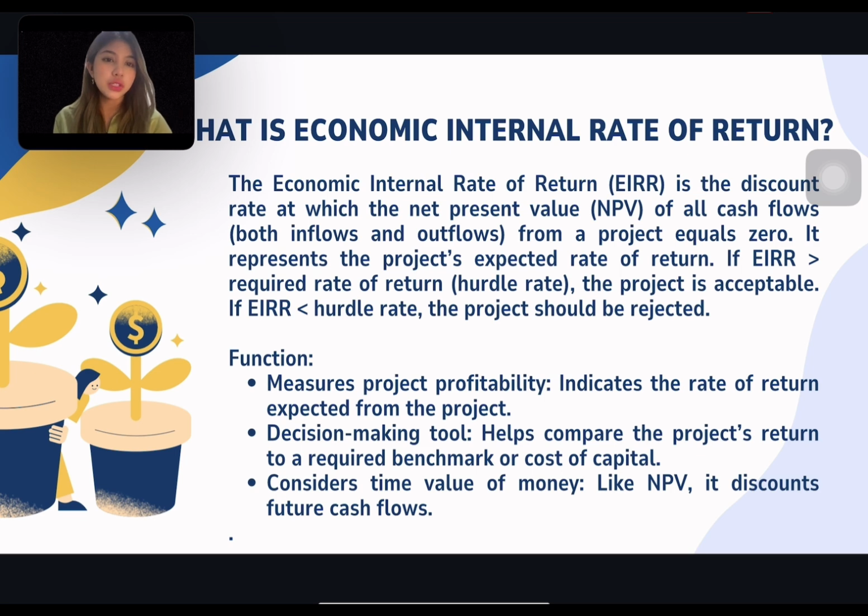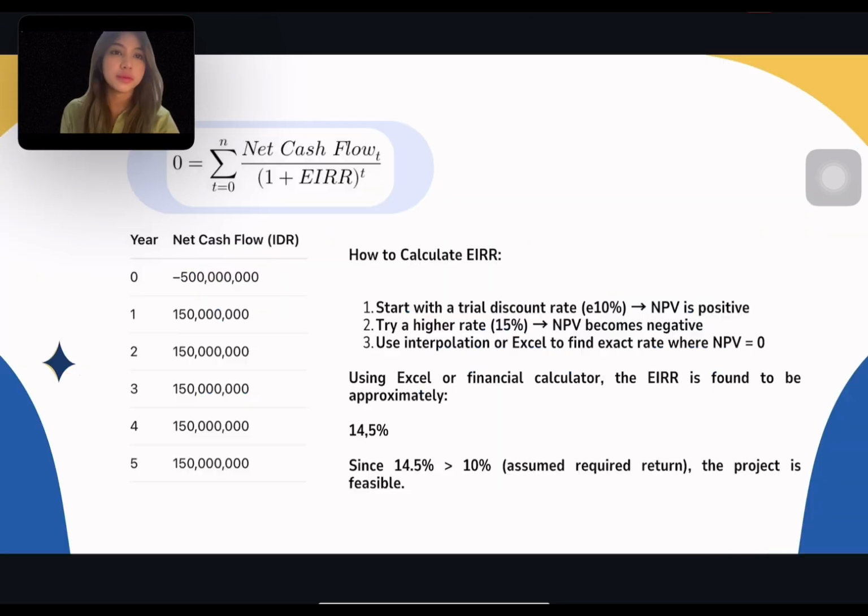For the function, 1 is measures project profitability. It indicates the rate of return expected from the project. 2. Decision-making tool. It helps compare the project return to a required benchmark or cost of capital. 3 is considers time value of money. Like the NPV, it discounts future cash flow. Okay, this is the formula of the EIRR, where NPV equals 0.